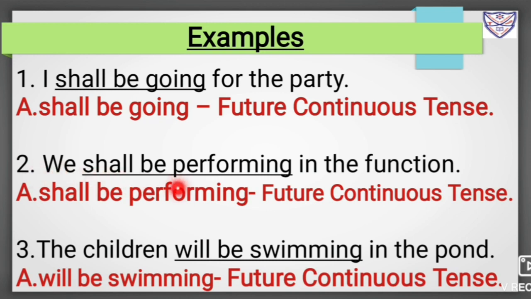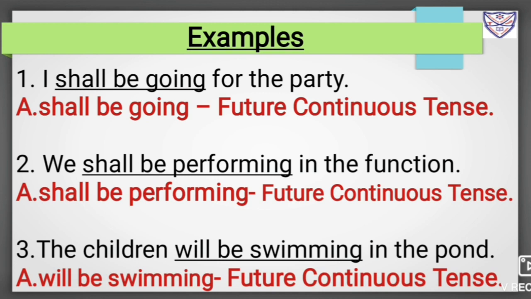Number 2, we shall be performing in the function. Now over here we is a subject. After this subject we have a helping verb, and that helping verb is shall be. Then we have verb plus ing form, that is perform plus ing will become performing. Therefore the verb shall be performing is said to be in the future continuous tense, because this verb shall be performing shows an action that will be going on or continuing somewhere in the future time. Means still it has not started, but whenever it will start, it will be ongoing or continuous in the future time.